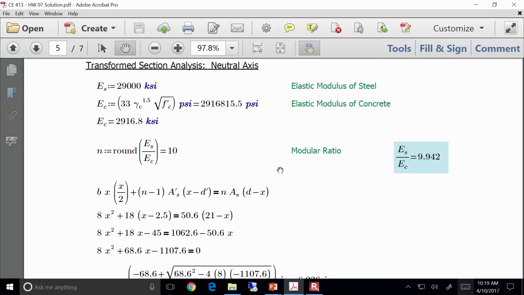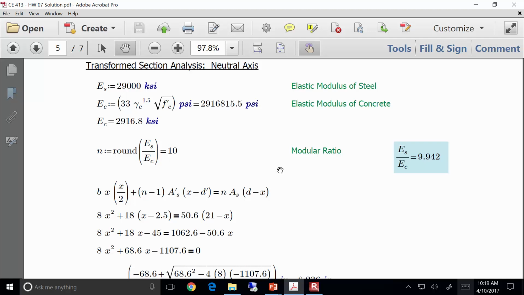Okay. Now your transformed section analysis, it's the same formula, but for the compression component, you've got to add a different component. It's the area times the moment arm being x minus d prime. So that's where that comes into play. And then your area is not nAs prime, it's n minus 1 As prime. Oh, because it's a different concrete, here's your modulus of elasticity for steel. For concrete, it's 33 times the weight raised to the 1.5 times the square root of f'c.